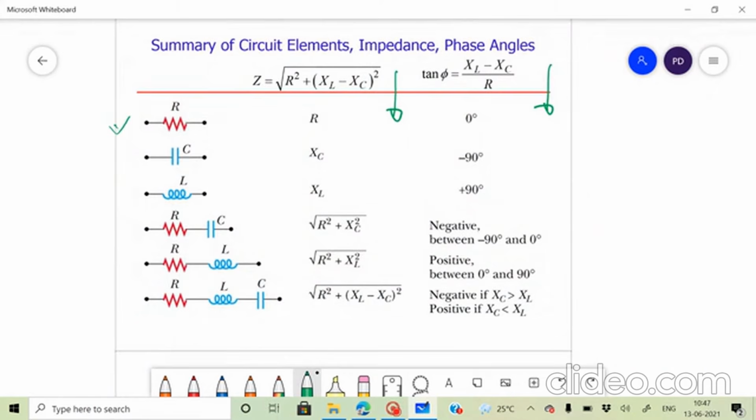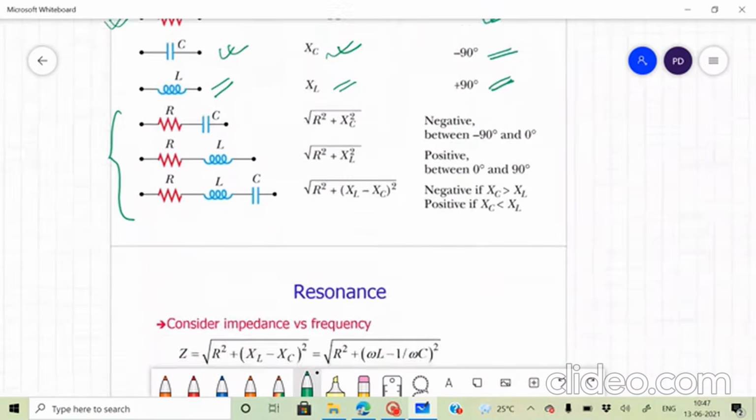So if you have simple R, the total reactance is R, and there is no phase difference between the current and the voltage. When you have C, you have XC, which is equal to 1 over C omega, and you have this phase angle, the phase difference. When you have L, you have XL, which is equal to omega L, and you have that phase angle. Similarly, you can have different permutations and combinations of the different elements, and you can see the reactance in the circuit as well as the phase angle tan phi.